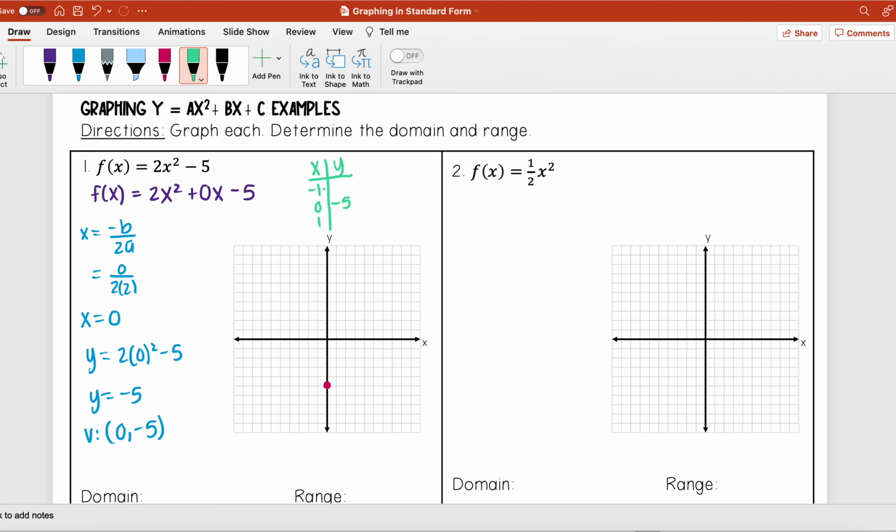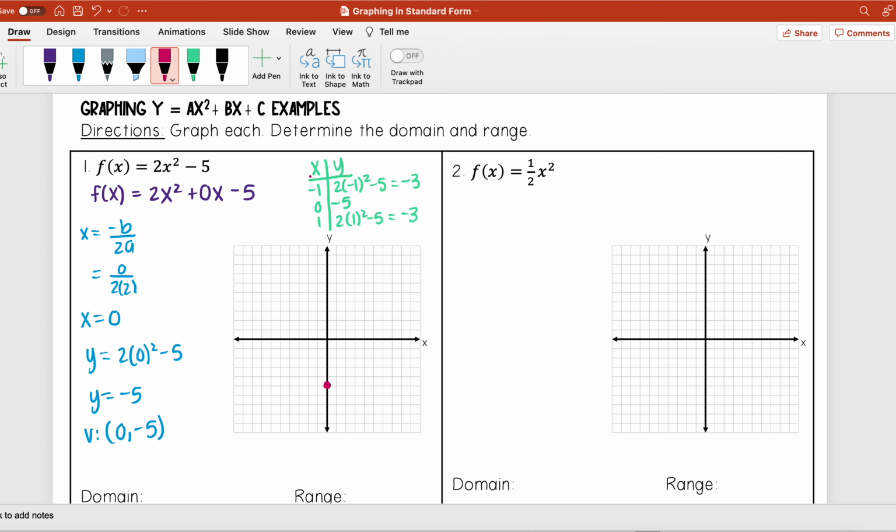So to figure out what y is equal to when x is equal to negative 1, I need to plug in negative 1 into my function here. So I have 2 times negative 1 squared minus 5. Negative 1 squared gives me a positive 1 because negative 1 times negative 1 is 1. So I really have 2 minus 5. And when I subtract those, I get negative 3. And I'll do the same thing with 1. So I have 2 times 1 squared minus 5. So 1 squared, I get 1. 2 times 1 is 2. 2 minus 5, I also get negative 3.